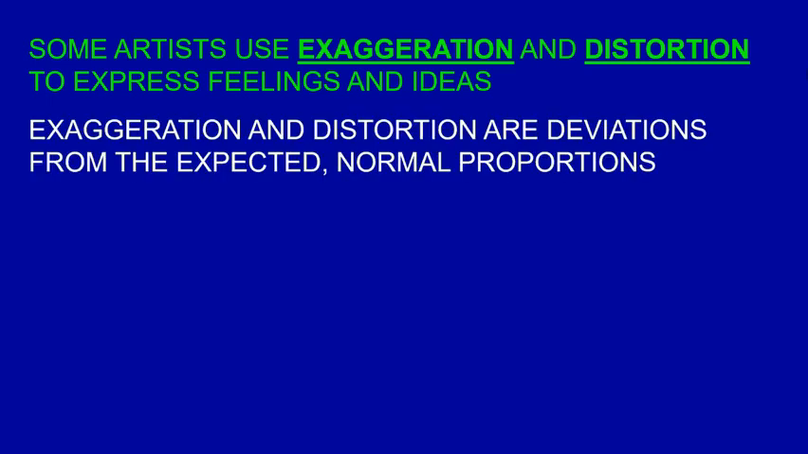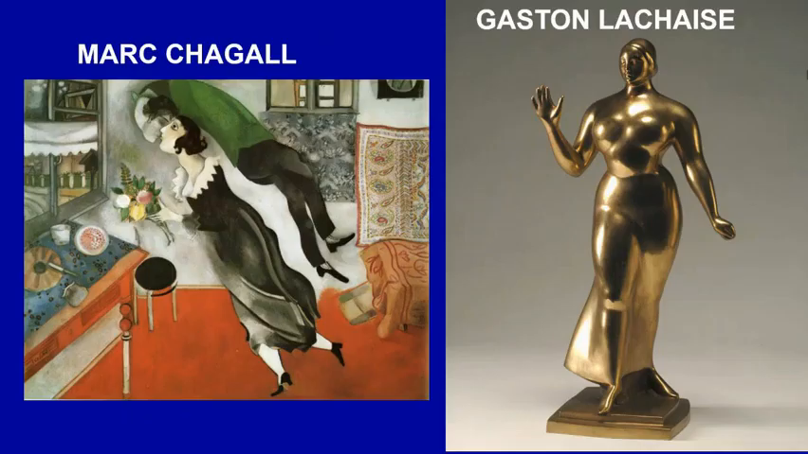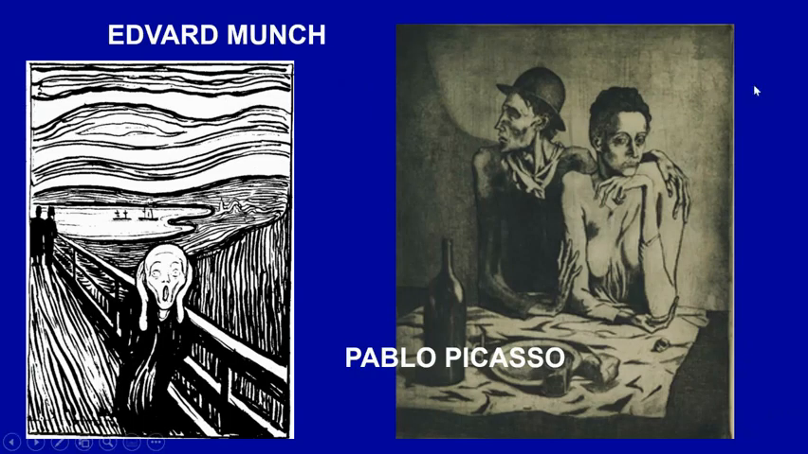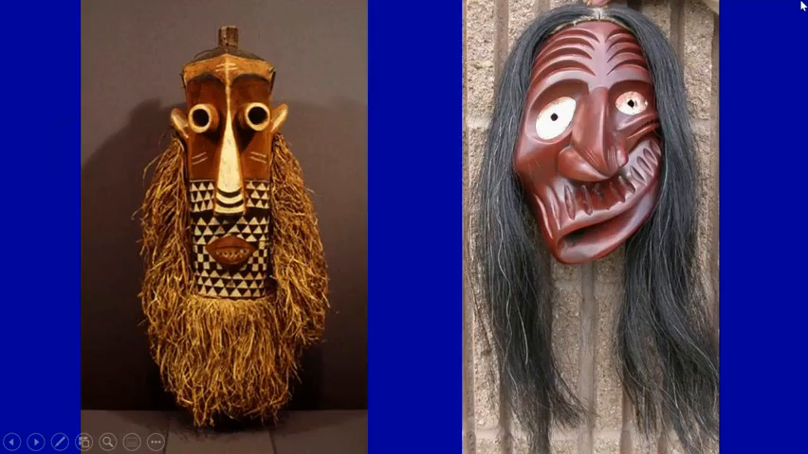But some artists use exaggeration and distortion to express feelings and ideas. Exaggeration and distortion are deviations from the expected normal proportions. So we definitely see that in modern art where they distort from the human figure, and they distort to make things look a certain way. For example, the figures on the right look hungry because they are so thin. The Marc Chagall figures look like they're in love because they're floating, and it looks like they have no bones in their body. The Gaston Chaissac woman looks strong because of her proportions.